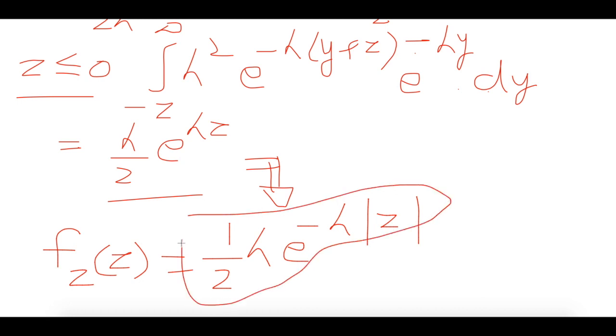So in summary, what we have done is we have found the PDF of z in both the discrete and continuous cases when z is equal to the difference of two random variables.